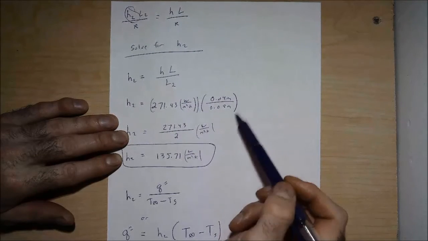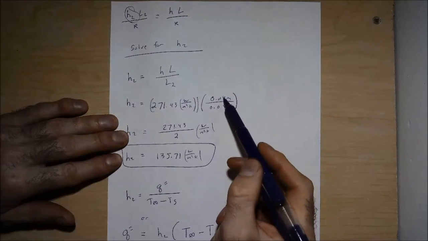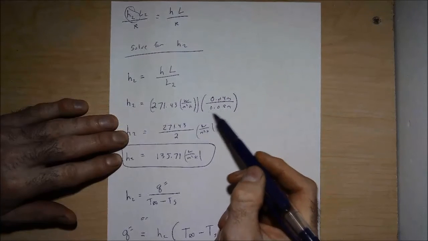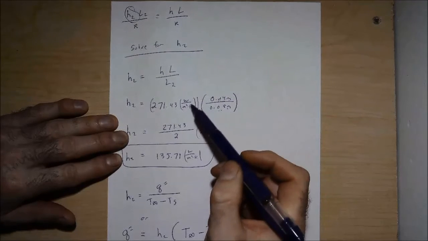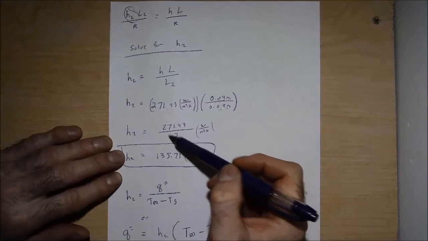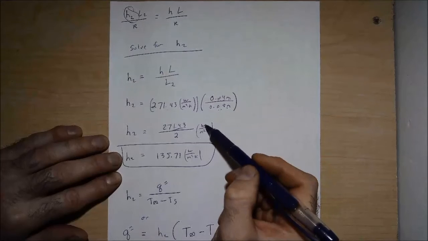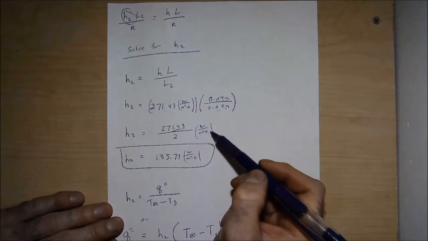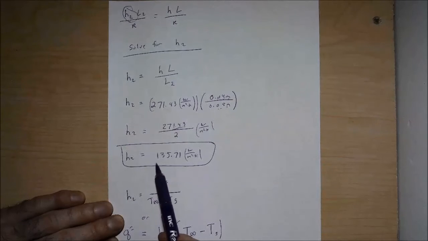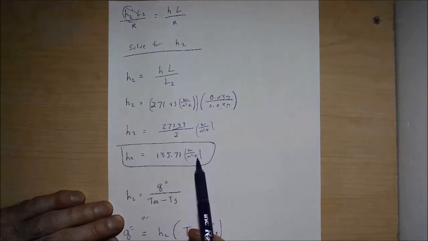And then we have our ratio of our lengths. So our length for case 1 divided by our length for case 2, where this is half of that. So this is 0.04 meters divided by 0.08 meters. We do this through, and it's basically dividing our h value for case 1 by 2. So 271.43 divided by 2, in the same units of watts per meter squared times Kelvin. We do this out and we get an h2 value of 135.71 watts per meter squared times Kelvin.